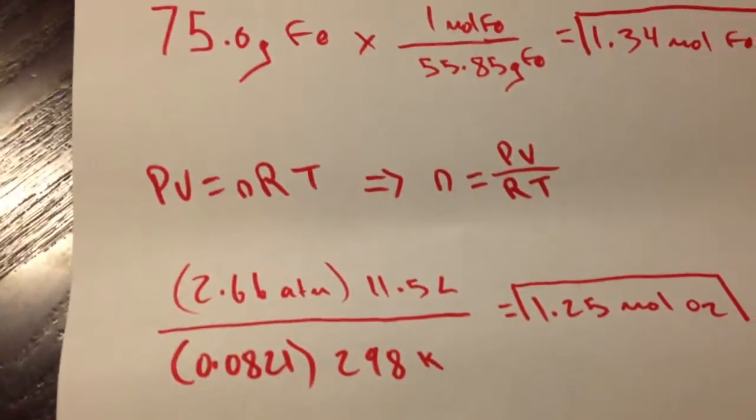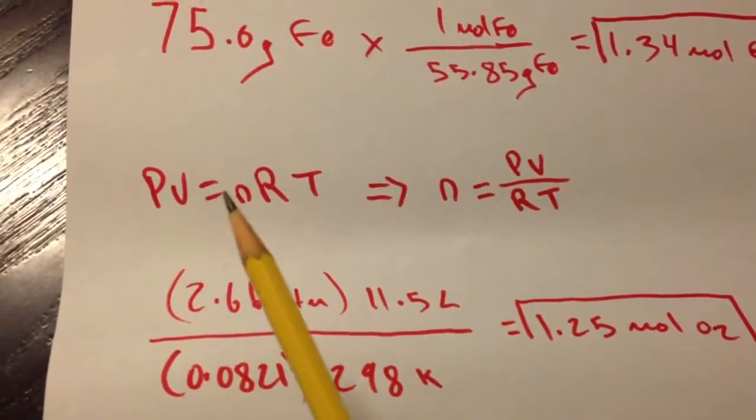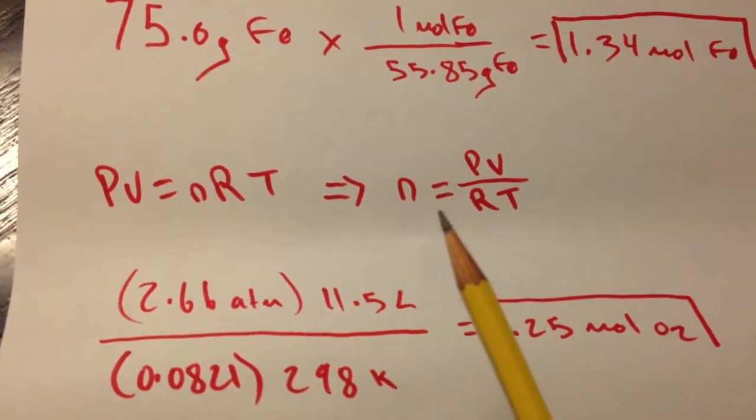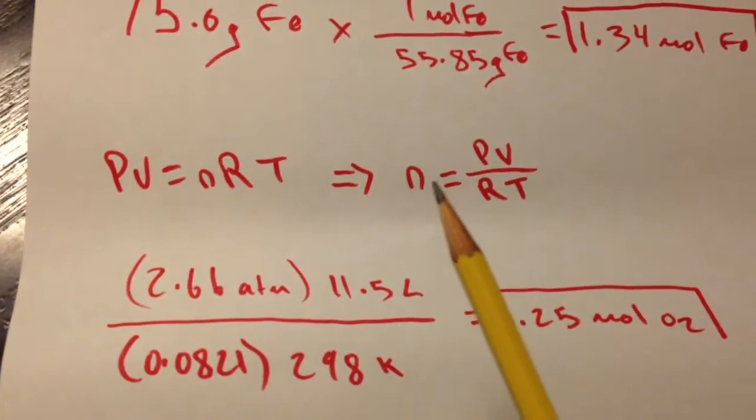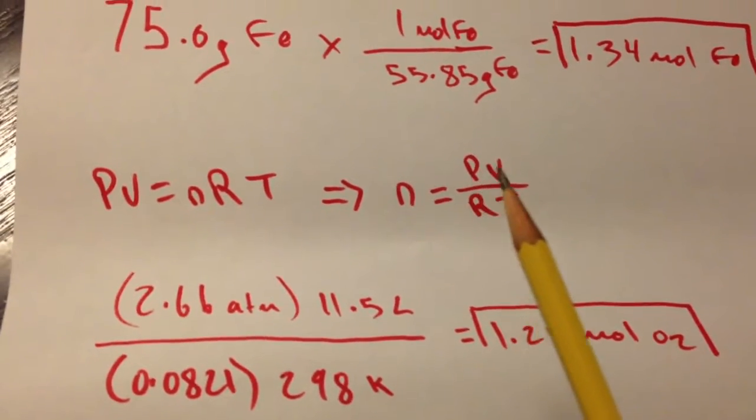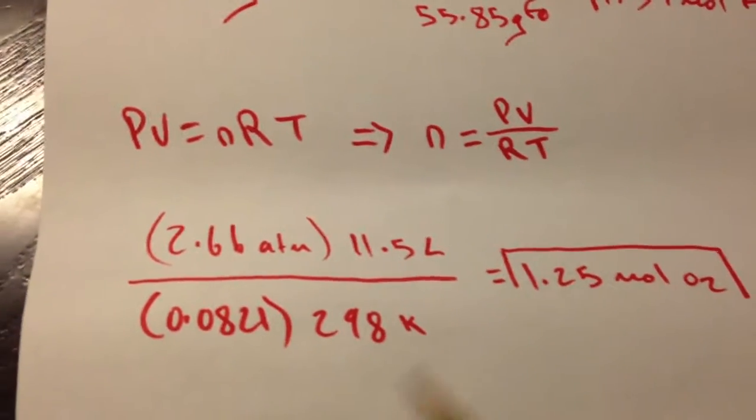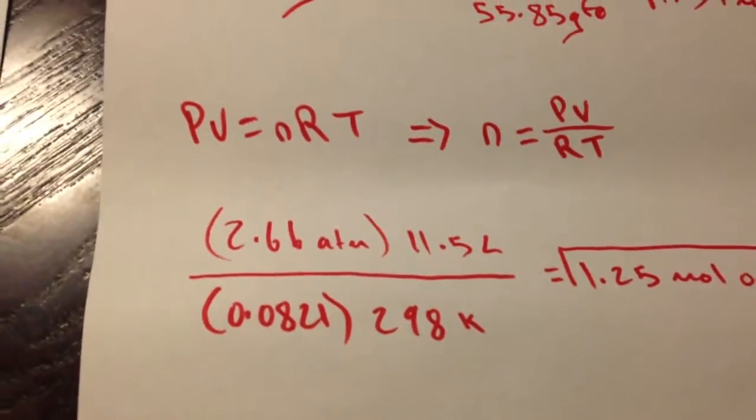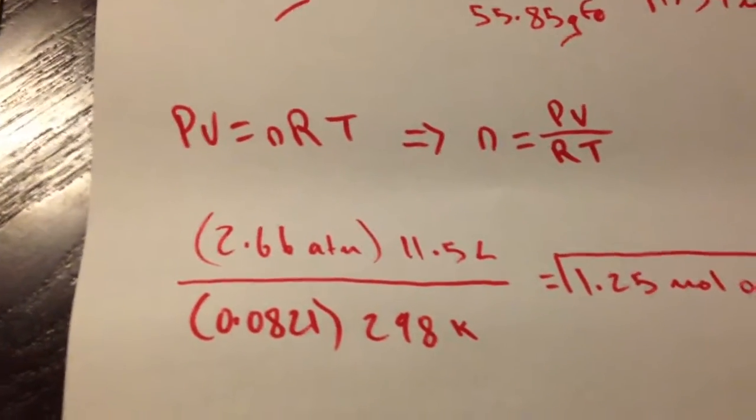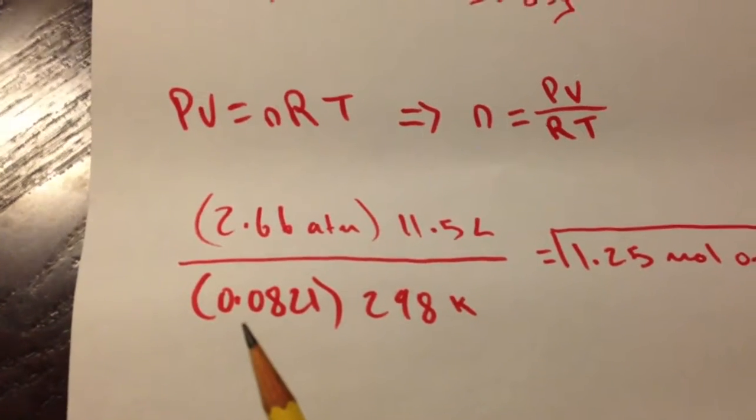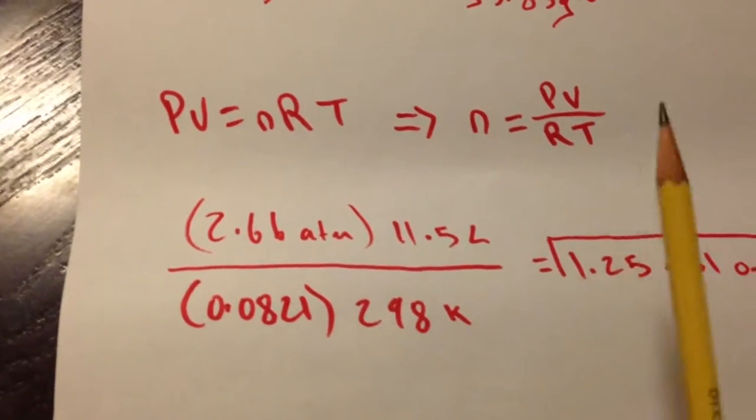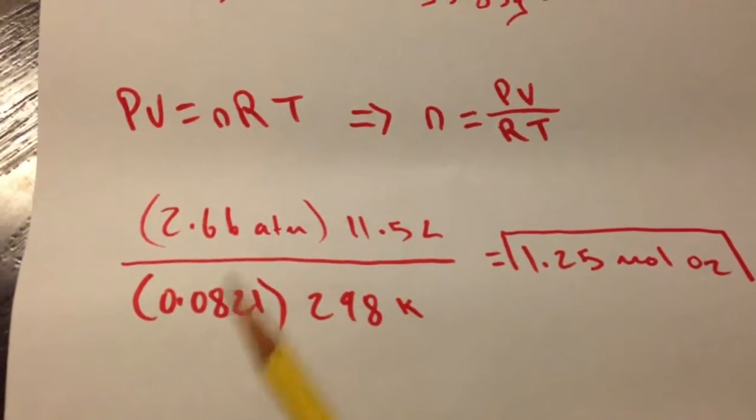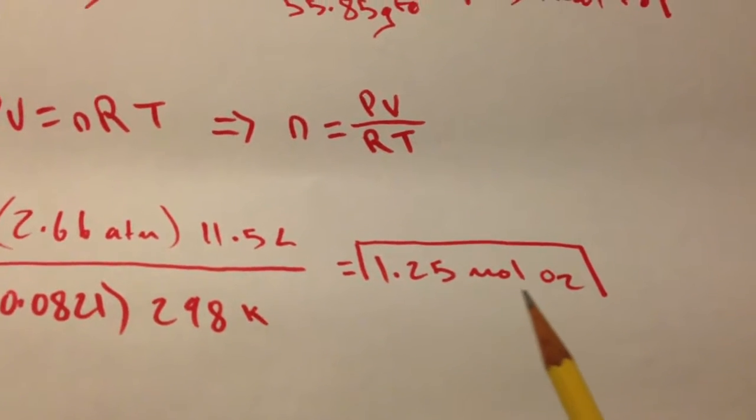And to find the moles of oxygen, we use the equation PV equals nRT, and we manipulate the equation so that it looks like this, which is moles equals PV over RT. When we substitute the numbers given to us, we get 2.66 atm times 11.5 liters divided by 0.0821, which is R, times 298 Kelvin, and when we calculate this, we get 1.25 moles of oxygen.